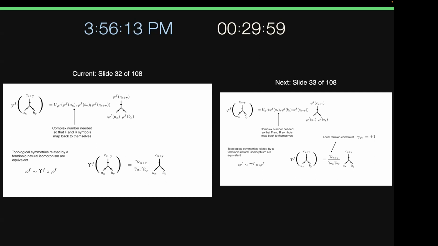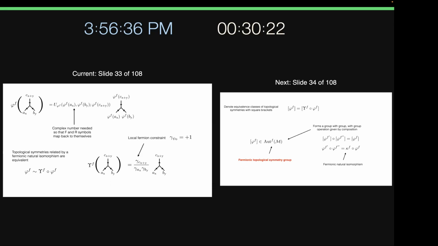Okay. All right, and then we'll say two topological symmetries are considered equivalent if they're related by a fermionic natural isomorphism, where a fermionic natural isomorphism is defined as follows. So upsilon is the natural isomorphism. This is a topological symmetry. It's one that doesn't permute the objects, but it does something very trivial. It just multiplies by a complex number, one associated with each object. And the additional constraint that we have to put in for fermionic theories is to require that gamma psi is always +1.